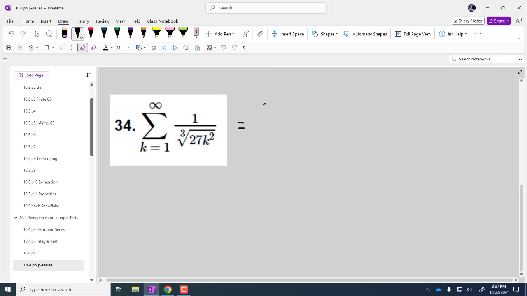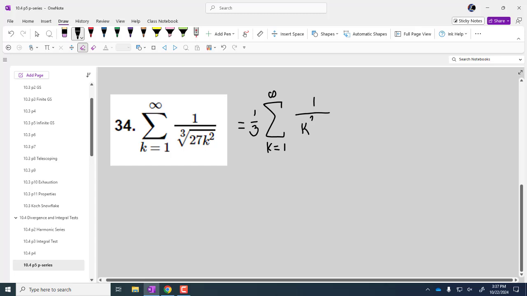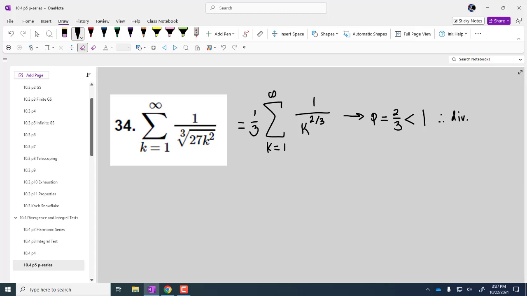Okay, so let's look at this cubed root one. What is the cubed root of 27? 3. So that could come out as a 1/3. 1/3's K to the 3. So then down here, we're going to have K to the 2/3 power. This one diverges. You tell me that you know it's a P series by writing P equals whatever it's equal to, and then you compare it to 1 so I know what you're doing. It's less than 1, therefore diverge. Yep. Beauty.